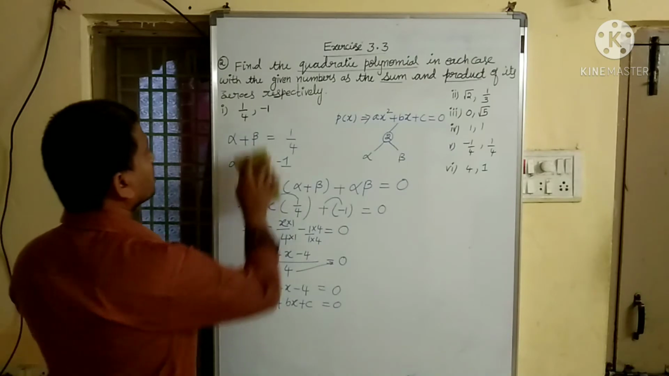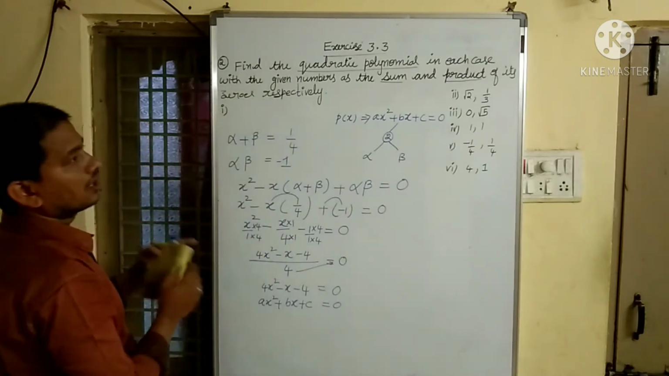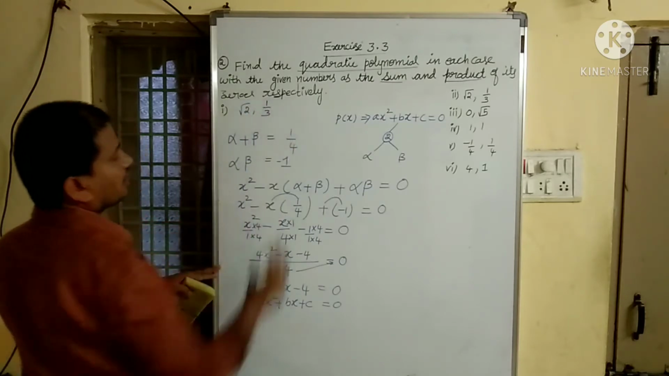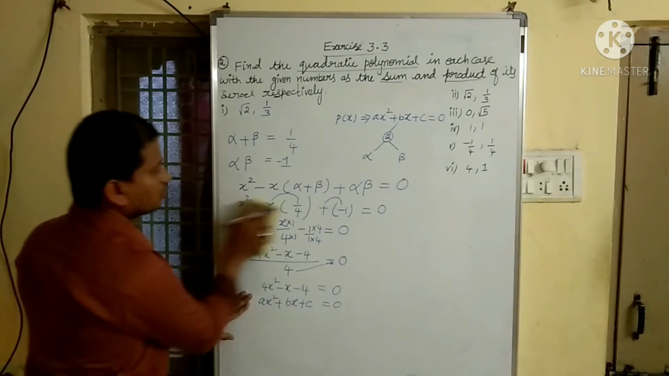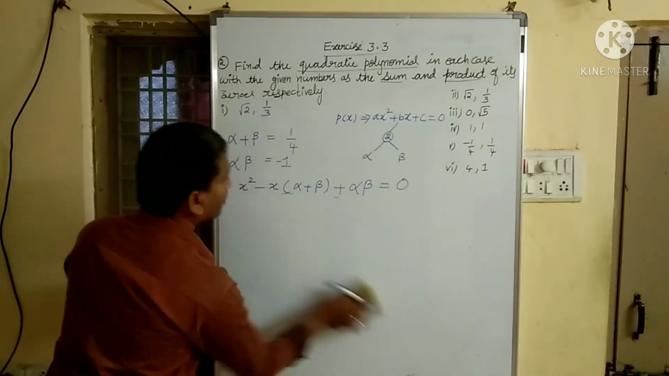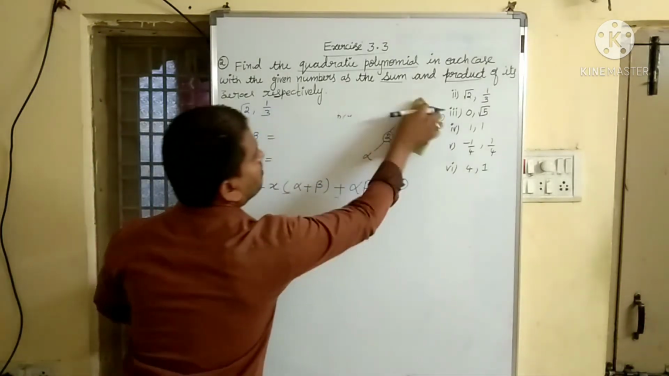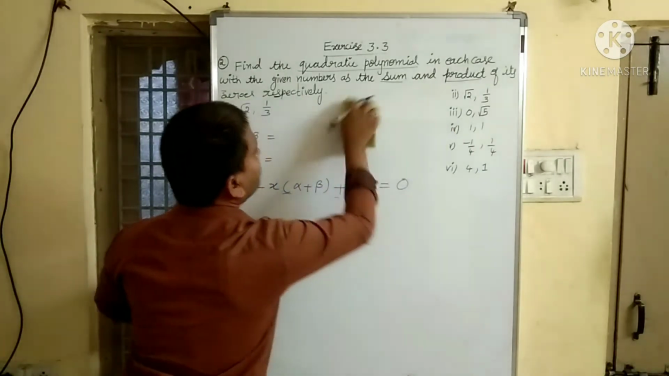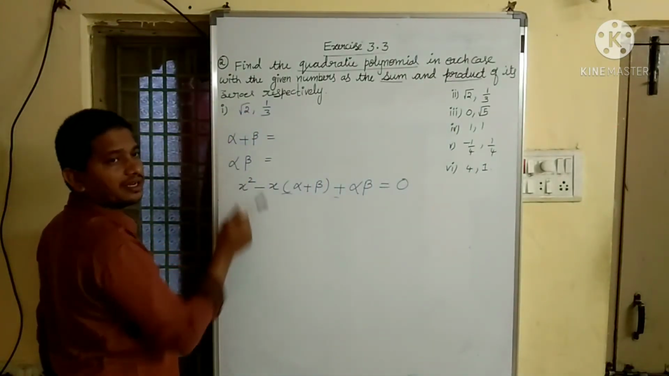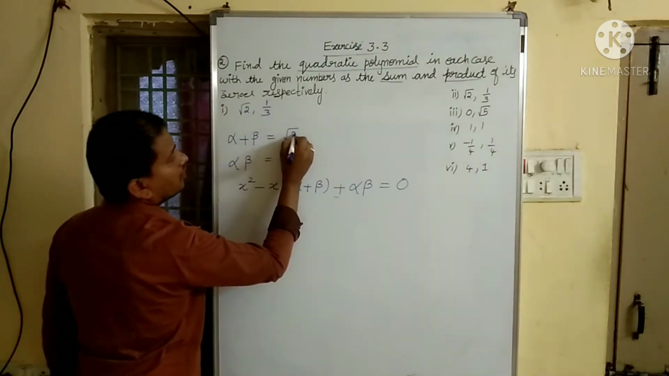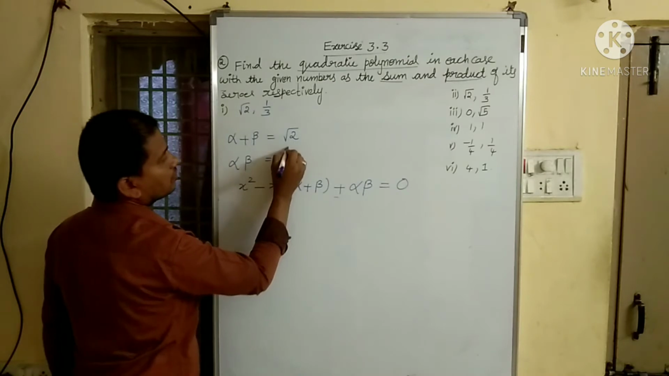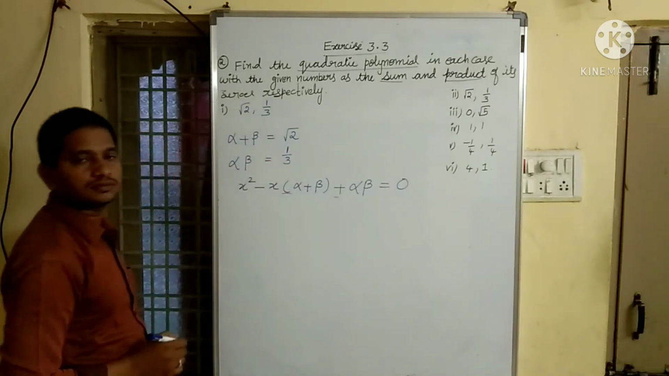So the second question is root 2 comma 1 by 3. I mean, what is alpha plus beta? Alpha plus beta equal to the given number root 2 as the sum, right? Alpha plus beta equal to root 2. Alpha beta equal to 1 by 3.